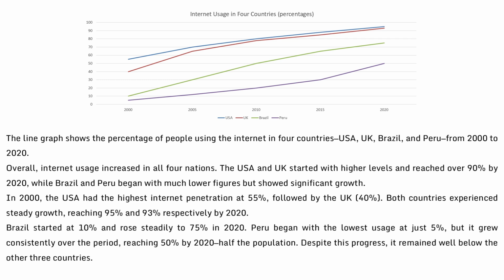Overall, internet usage increased in all 4 nations. The USA and UK started with higher levels and reached over 90% by 2020, while Brazil and Peru began with much lower figures but showed significant growth. That's the overview. Now, details and more details.